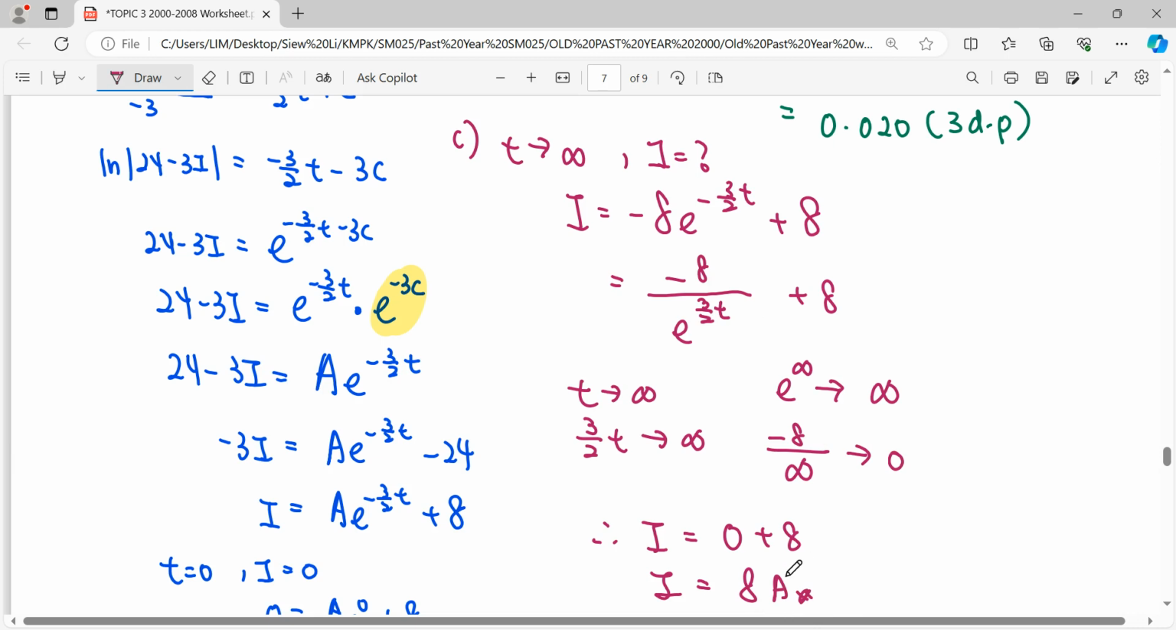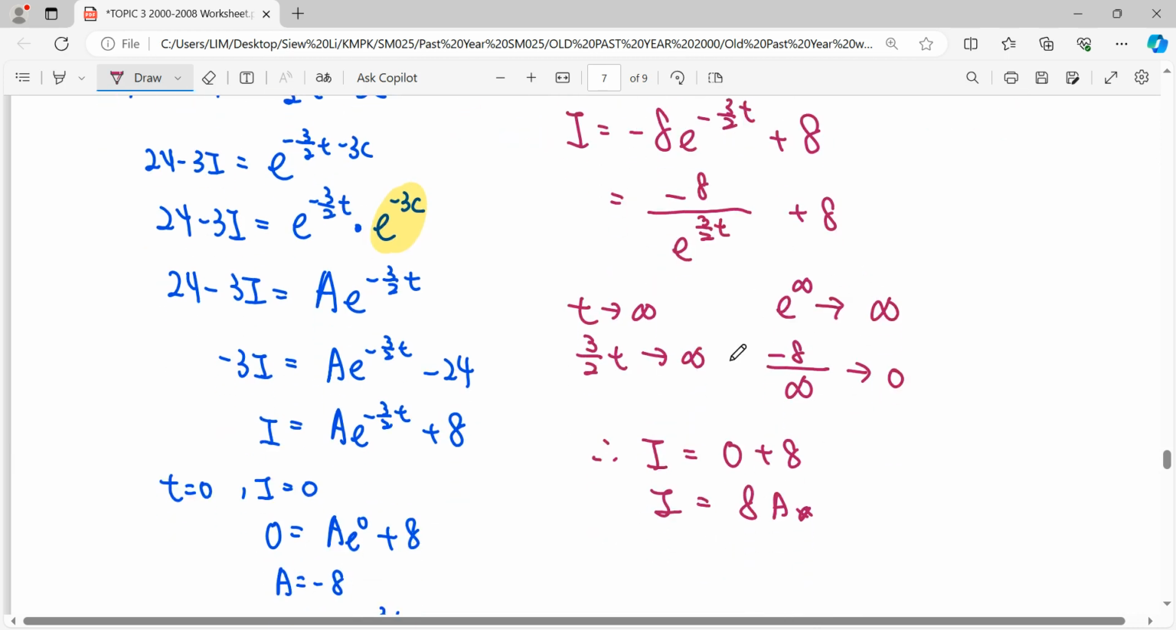Ampere is the unit for current. So that's all for this question.